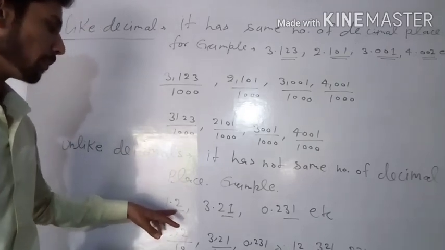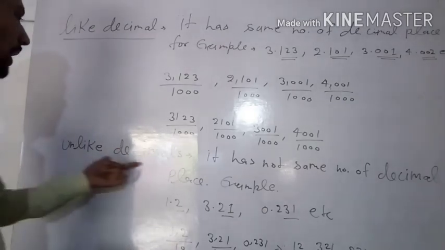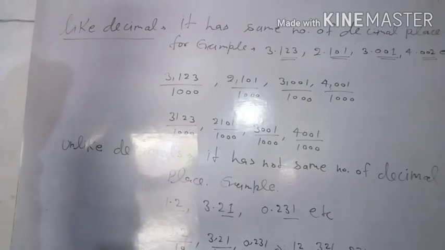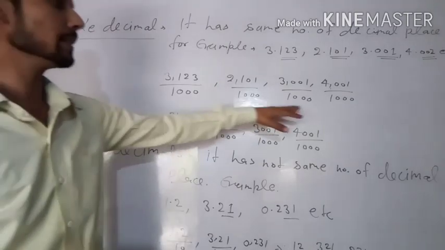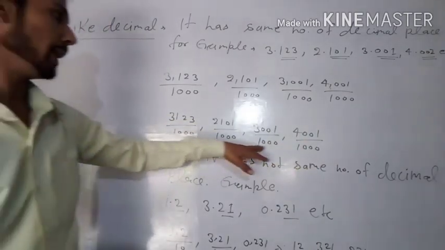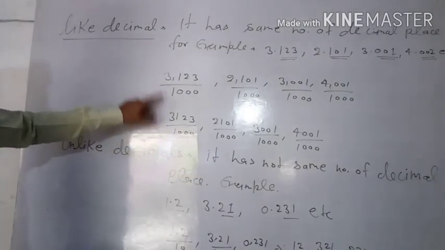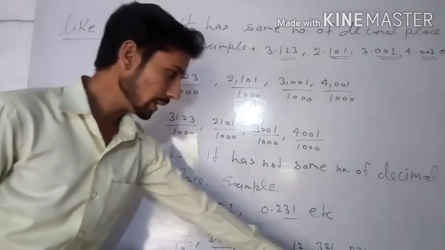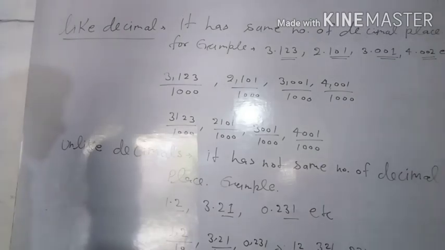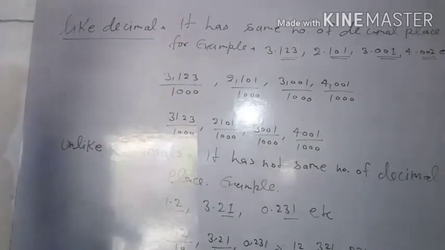If the digits after the point are the same, then they are called like decimals. Not the same are called unlike decimals. If the fractions have the same denominator in terms of a power of 10, these are called like decimals. If these do not have the same denominator with the power of 10, these are known as unlike decimals.